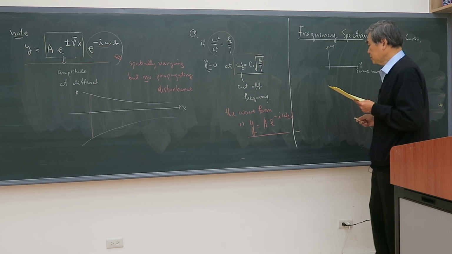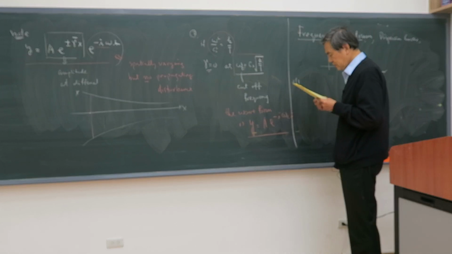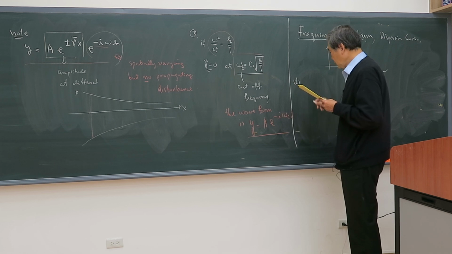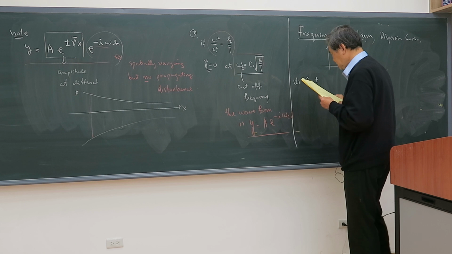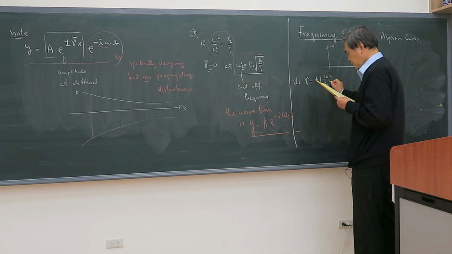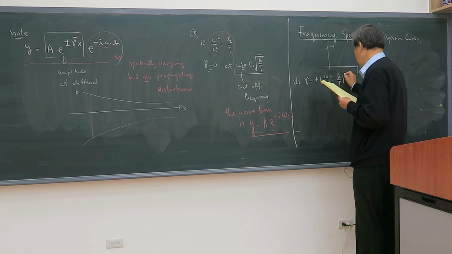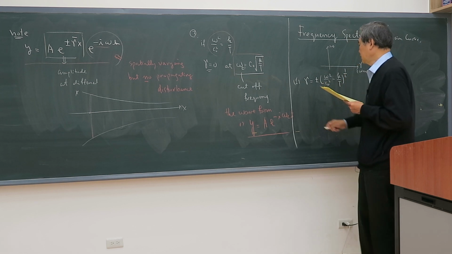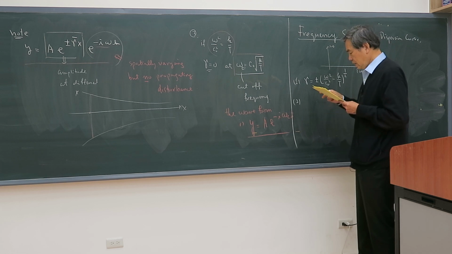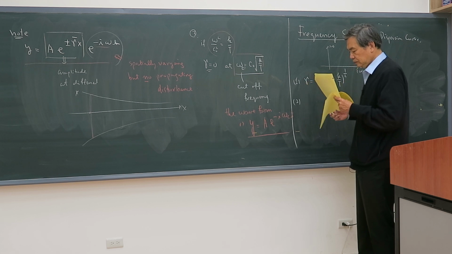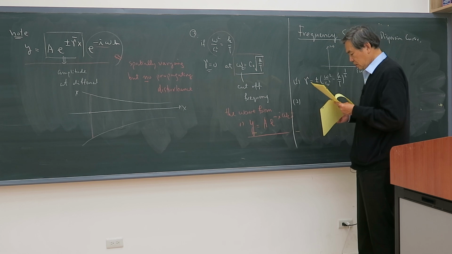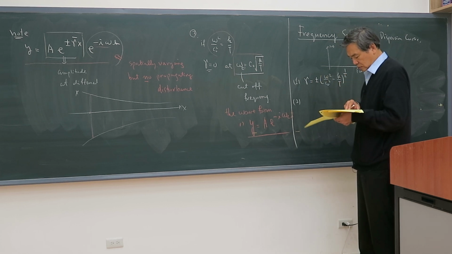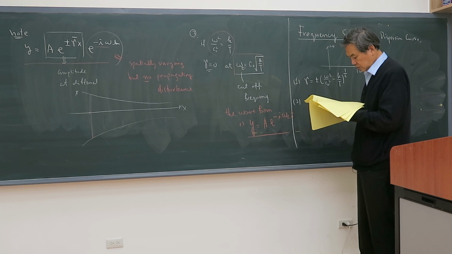So let's see, we have two equations. The first case is gamma equal to plus or minus the square root of omega square over c0 square minus k over t. This relationship. The second one is gamma, we have a second case.